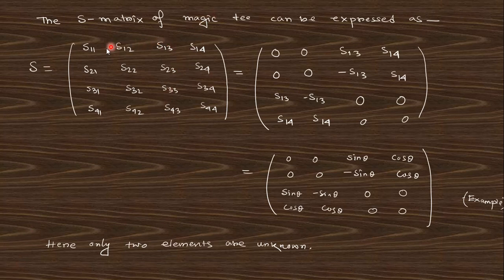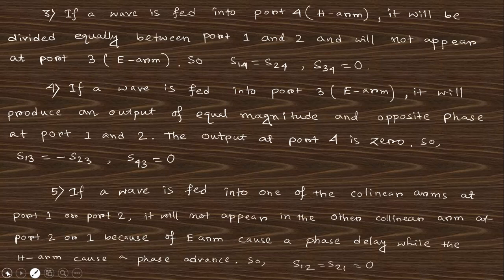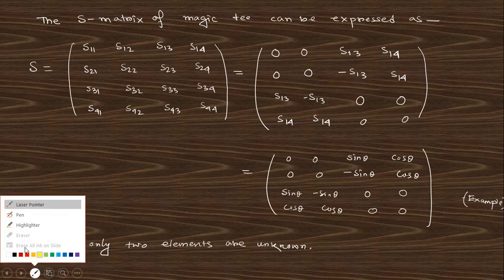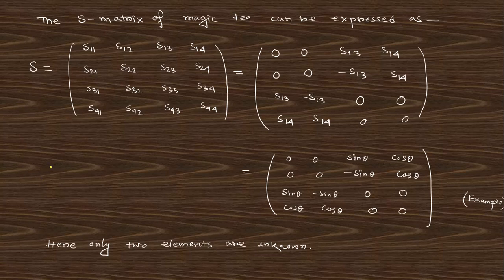So finally, if you put in the values of these S matrix elements, you will get this type of relation. You can see S23 will be minus S13 using this relation, and S14 equals S24. Using these two relations you will get this. In the same manner, we used the symmetry property, and next we use the unity property.